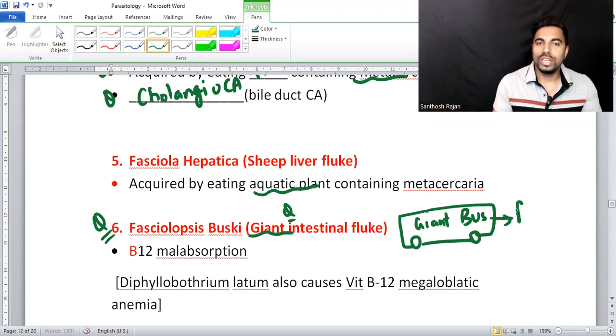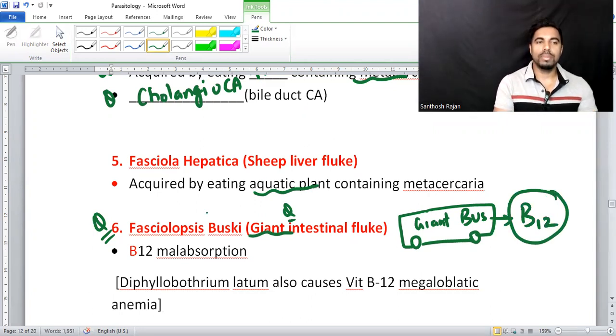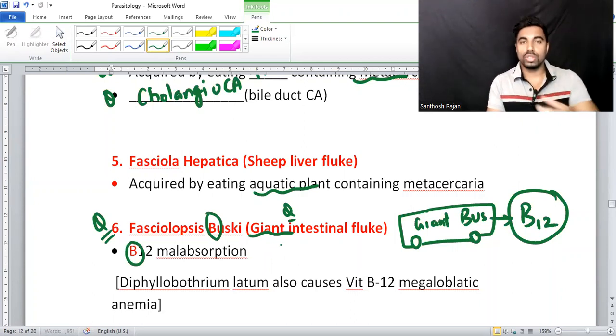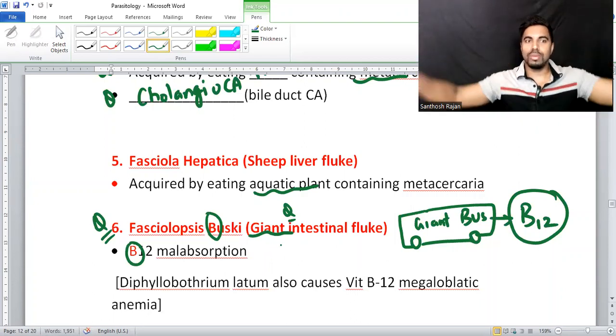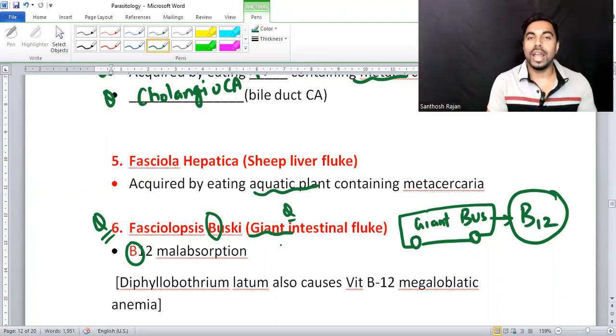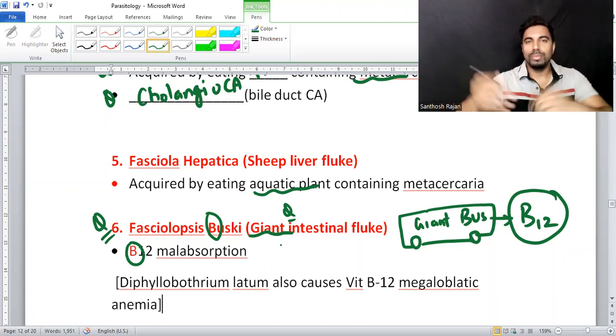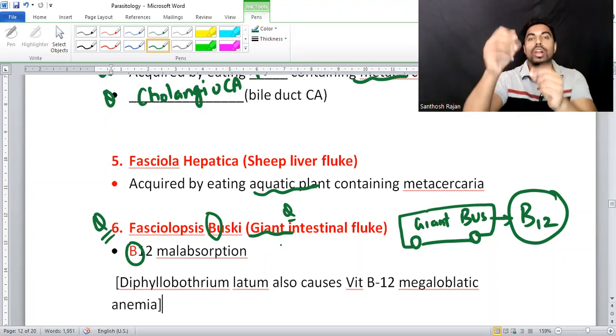So what happens? You have B12 deficiency, more malabsorption. B12 malabsorption is more. Buski, B12, same way. You remember one more species also. Diphyllobothrium latum, also called the big one. So it causes megaloblastic anemia. Diphyllobothrium latum, megaloblastic anemia. And the other one is your Buski, the big bus. So B12, you will have B12 malabsorption.